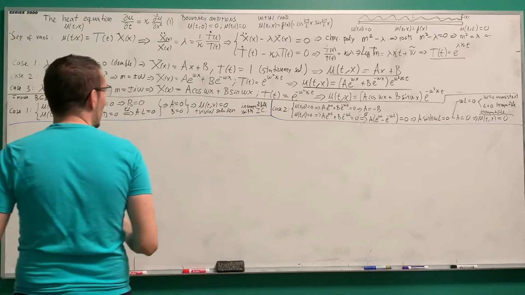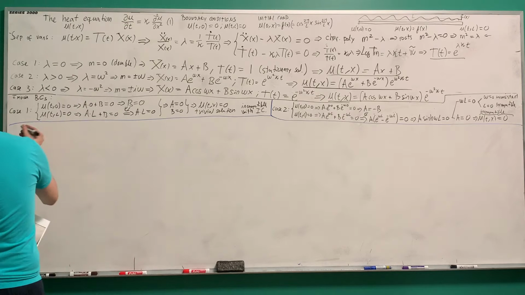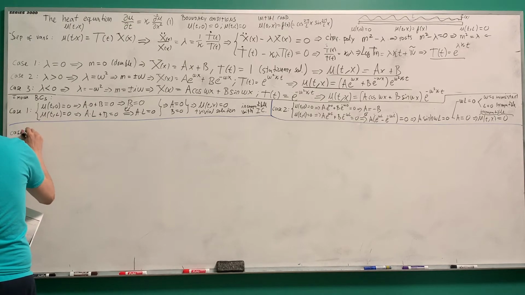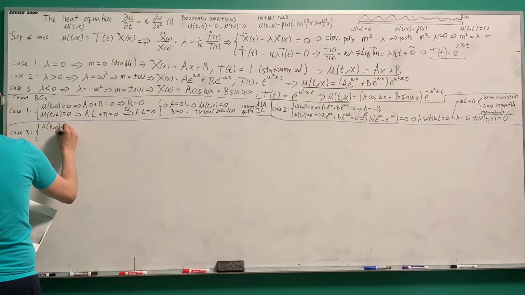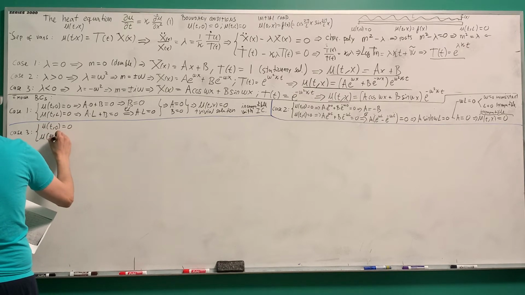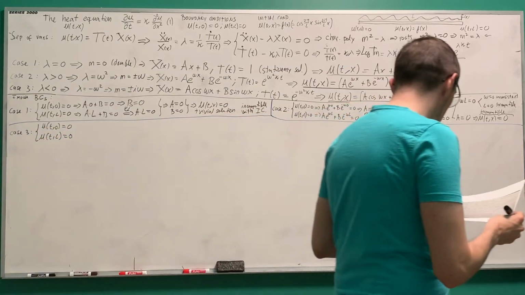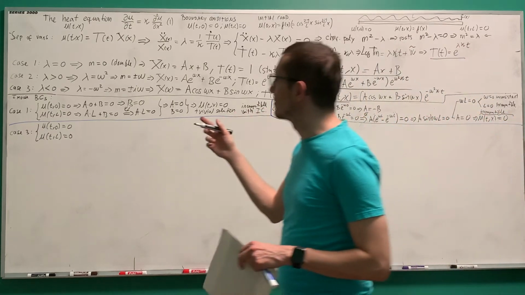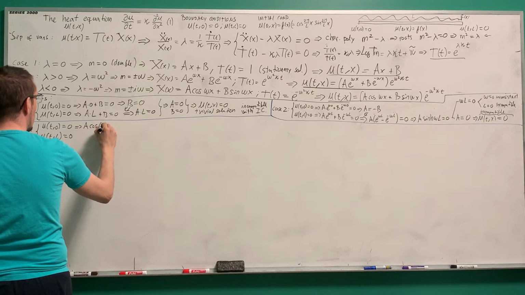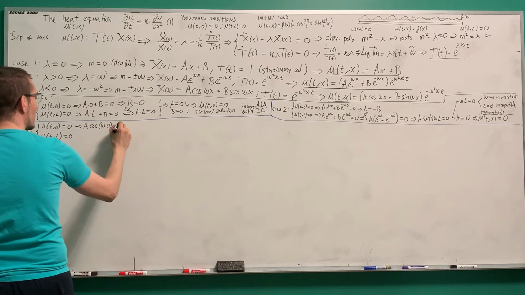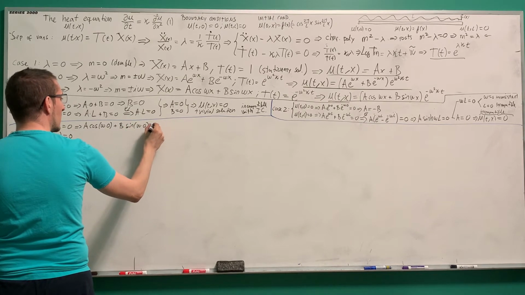Great. So the only case left is case 3. Let's go with it. Case 3. Now on case 3 we do the same routine. U of t0 equals 0, U of TL equals 0. Wonderful. Now we substitute whenever we see an x for the first one, we write a 0. So we get a cosine of omega times 0 plus b sine of omega times 0 equals 0.